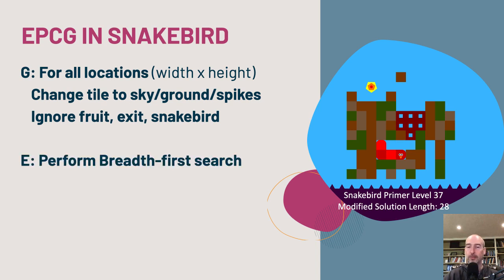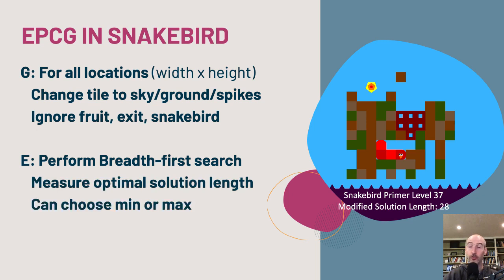The evaluator is going to perform a breadth first search and then measure the optimal solution length. We could choose the min or the max here. We're primarily interested in the max, but we'll also look at the min. And I'll say a little bit more about breadth first search in a few slides.